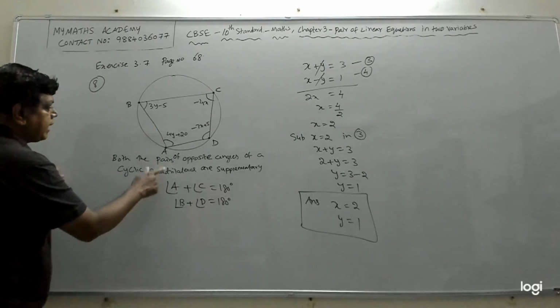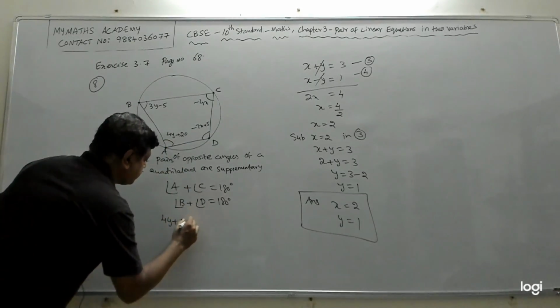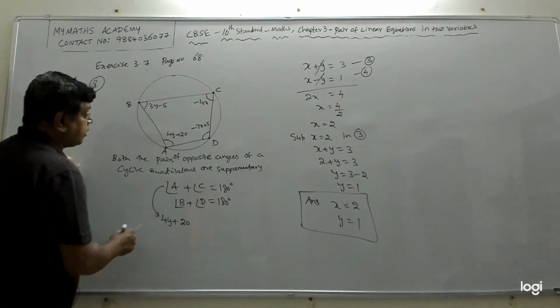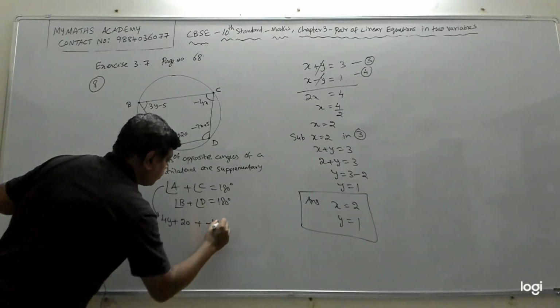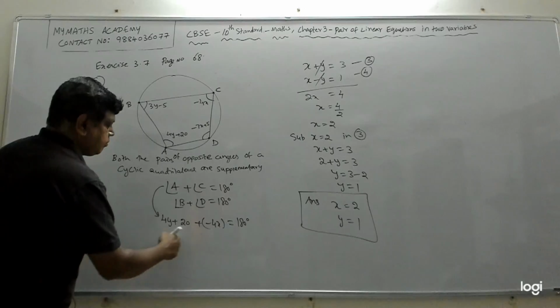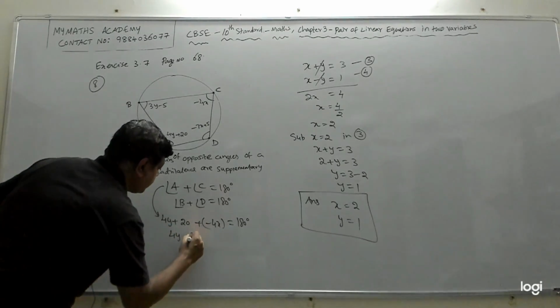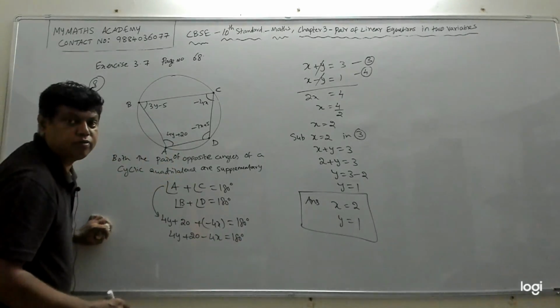What is A? Angle A is what? 4y plus 20. I'm going to substitute A: 4y plus 20, plus angle C. Angle C is minus 4x. Minus 4x equal to 180 degrees. Now if you simplify this, what do we get? We get 4y plus 20 minus 4x equal to 180. Right?